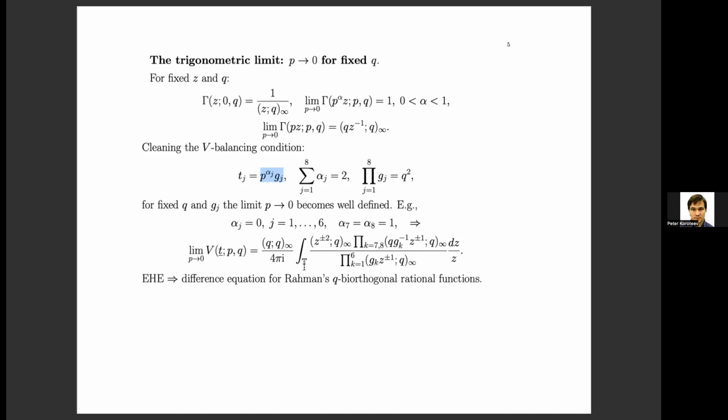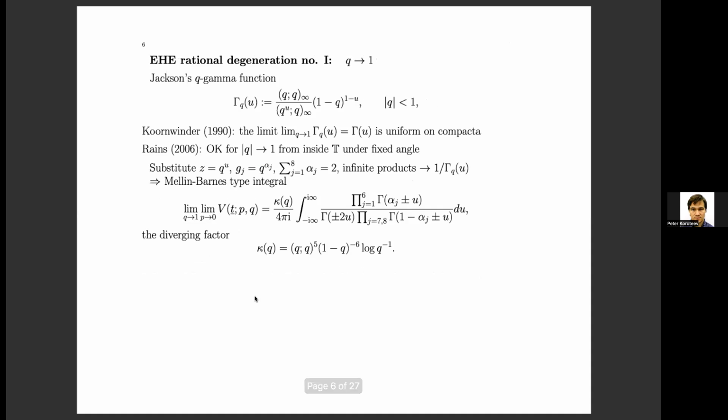So you have this contour integral over the unit circle of a combination of ratios of infinite products, which is very well known in the theory of q special functions. In particular, this is the combination of so-called 10 q hypergeometric series, infinite hypergeometric series, and a subclass of these functions describes so-called Rahman's q-orthogonal rational functions, and the equation which appears in this setting, the elliptic hypergeometric equation, becomes the difference equation for these Rahman's functions. I will not describe that because it's just a reminder.